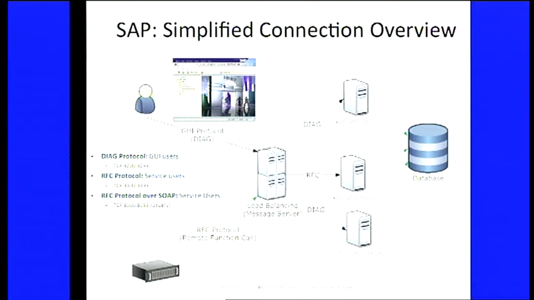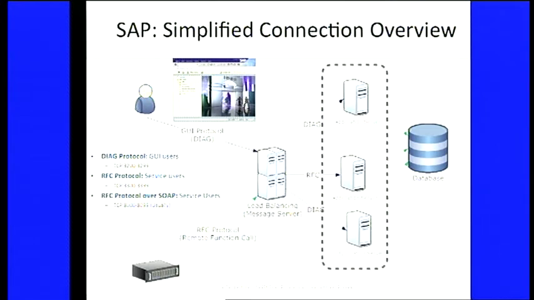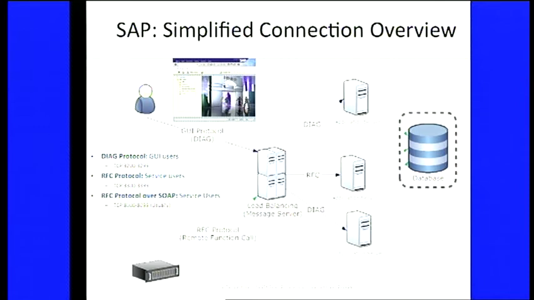These services and users usually connect to the load balancer, which is called the message server. I don't know the reason for that name. This is a typical three-tier architecture. We have the presentation layer, the application servers, which process the requests, and then the central database.